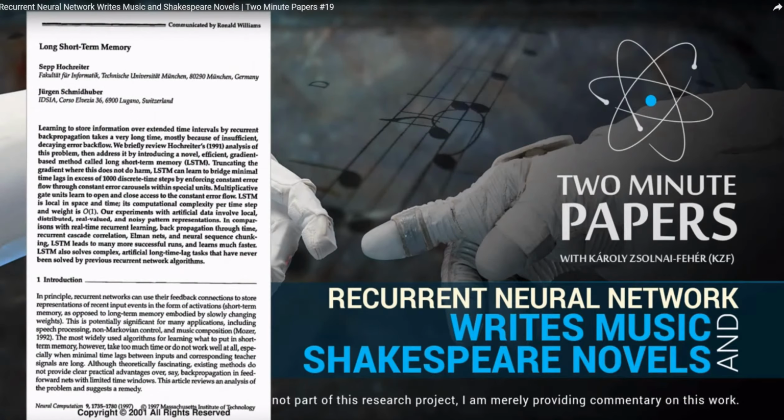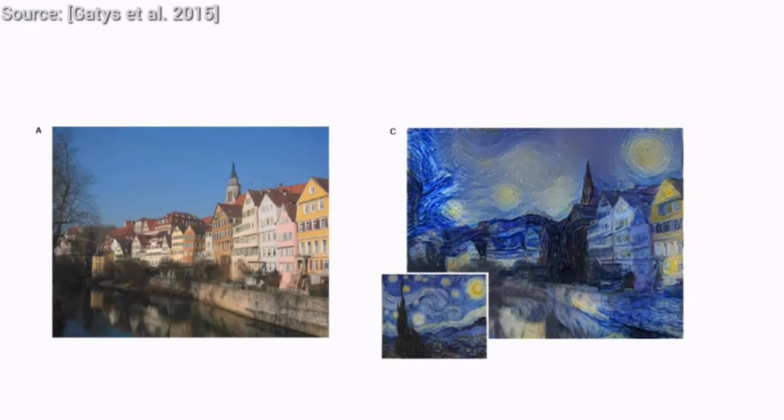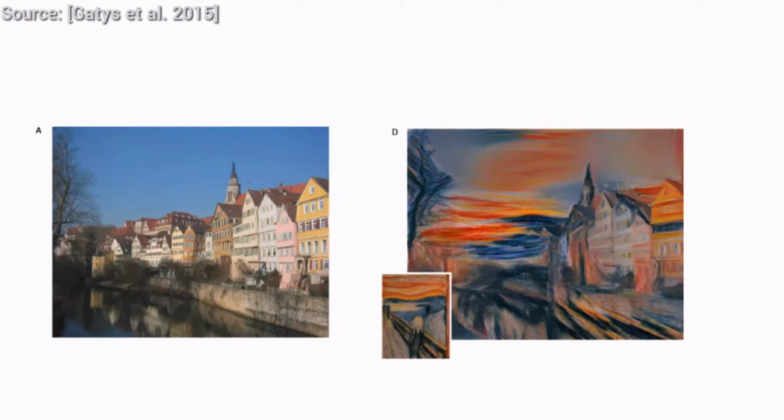Artificial neural networks are very useful tools that are able to learn and recognize objects on images, or learn the style of Van Gogh and paint new pictures in his style. Today we're going to talk about recurrent neural networks. So what does the recurrent part mean?